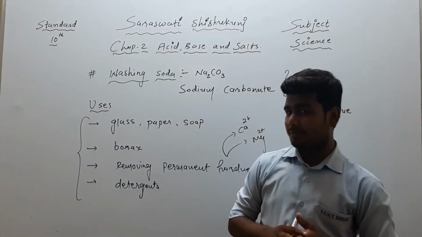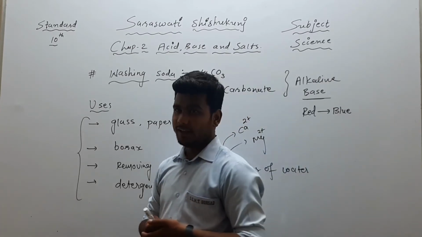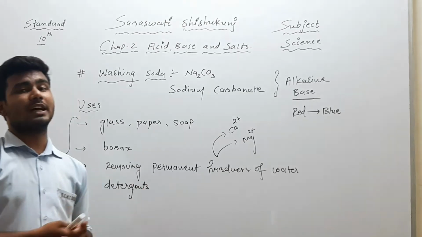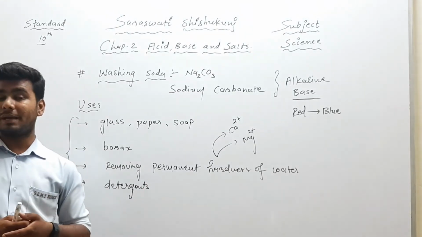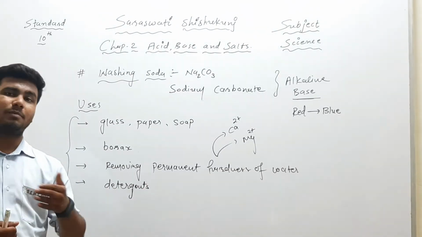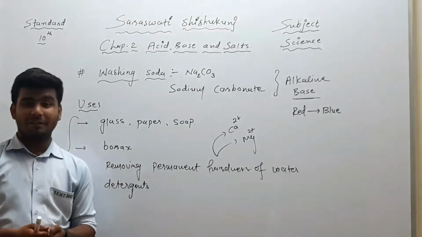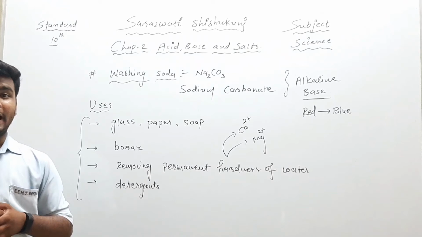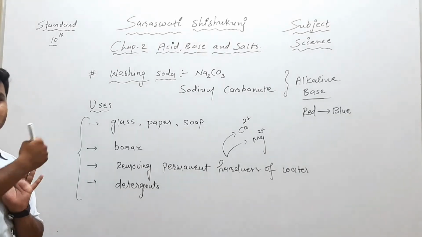So in this chapter, what have we studied? We have studied what is called acid, what is called base, and how salts are prepared. We have also understood chemical properties of acid and chemical properties of base. We have also taken a knowledge of what is called pH, and it is between 0 to 14.